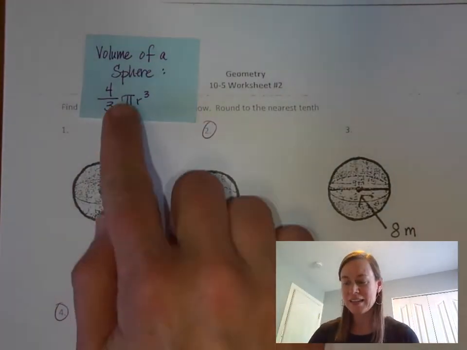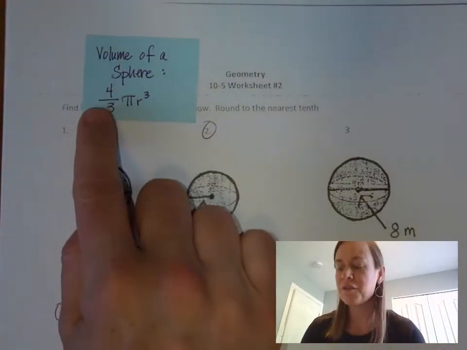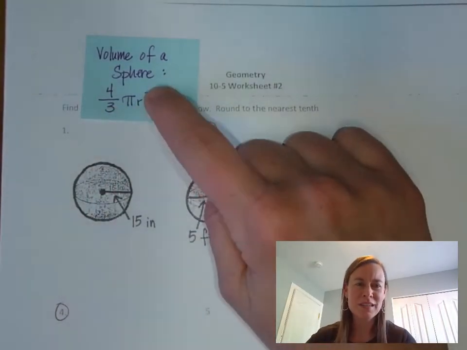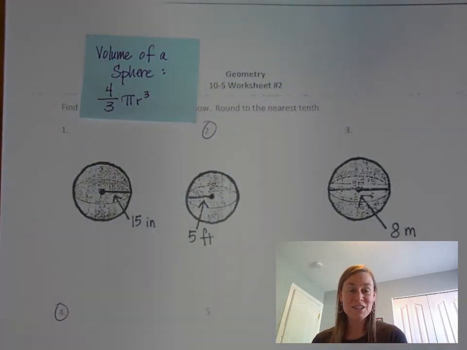As you might guess, it does have pi in it, kind of like everything with a circle does. So the volume of a sphere is found with the formula 4/3 pi r cubed. This time the exponent on the r is a 3, so make sure you take note of that. And let's get started with some examples.